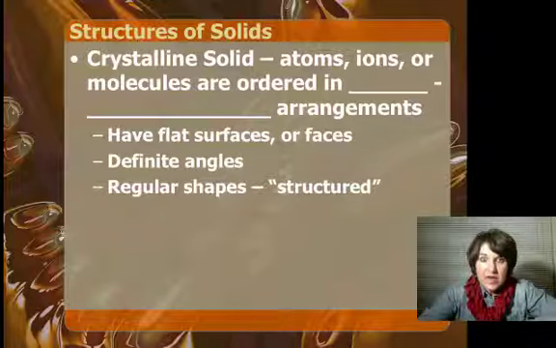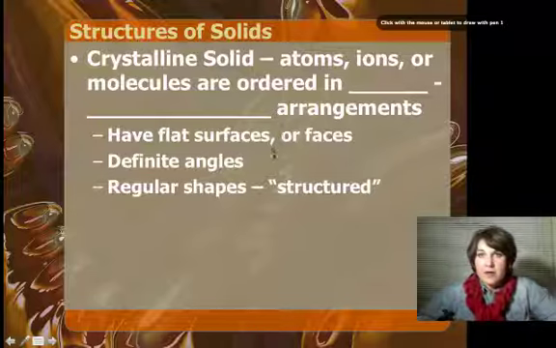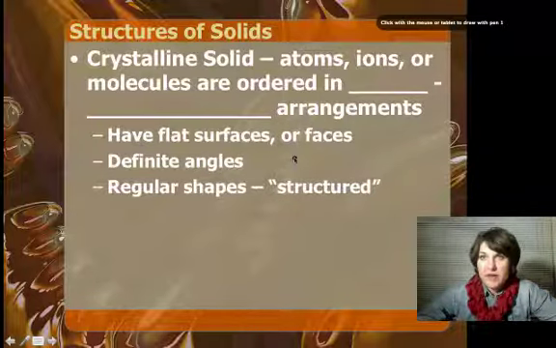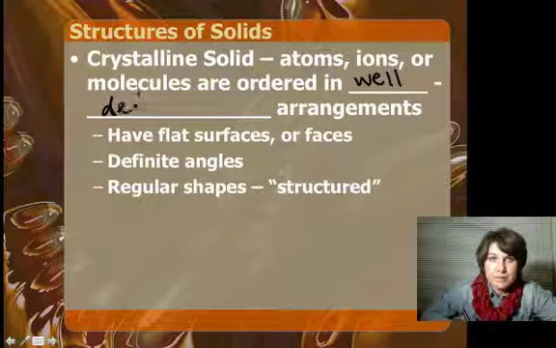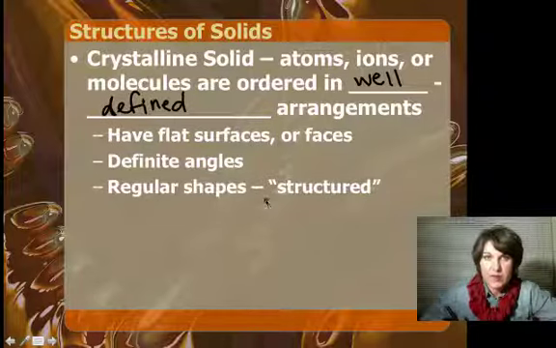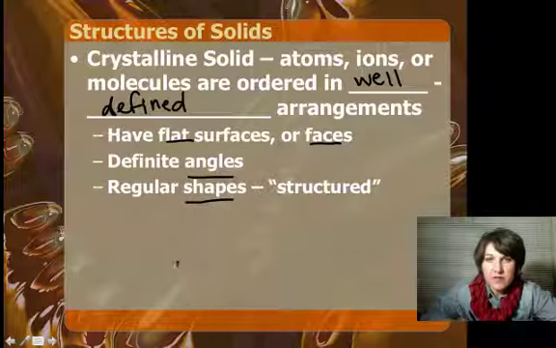First of all, one kind of structure for a solid is a crystalline structure. For a solid to be crystalline, the particles it's made of, whether atoms, ions, or molecules, would be ordered in well-defined arrangements. In other words, they have regular repeating patterns that we can predict and calculate. So they would have flat surfaces or faces, definite angles, and regular shapes. So they have a structure to them.